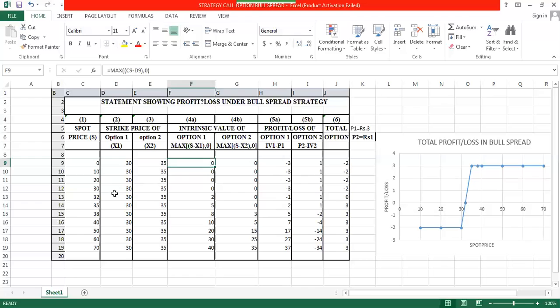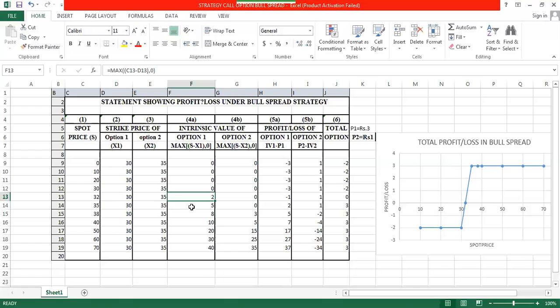In this way, up to 30, for the first option it is 0. It means our right is not favorable. So, as a call buyer, the speculator will not apply his right. But as soon as the spot price increases above 30, the same formula gives you a positive figure too.